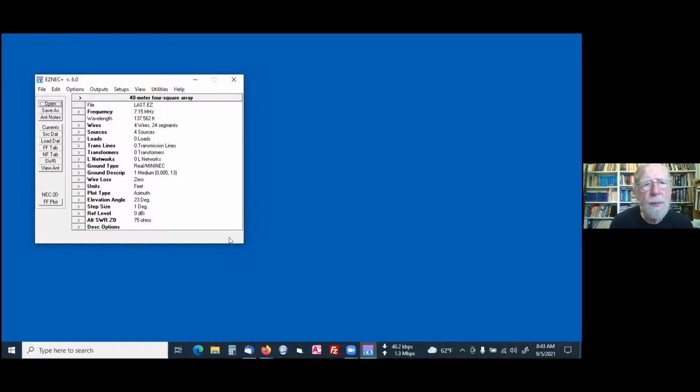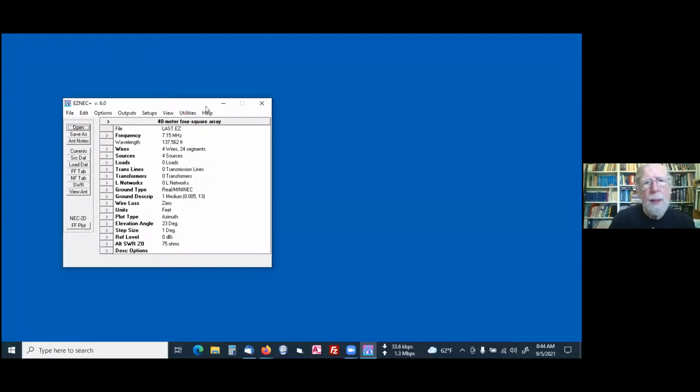If it's too small for you to see, Windows has the capability of making text larger. Actually, it'll make everything on your screen larger at the same time, and you can use that if you have trouble seeing it. So this screen doesn't change size. Most of the other windows are sizable. This is the main window you see when you start up EZNEC.